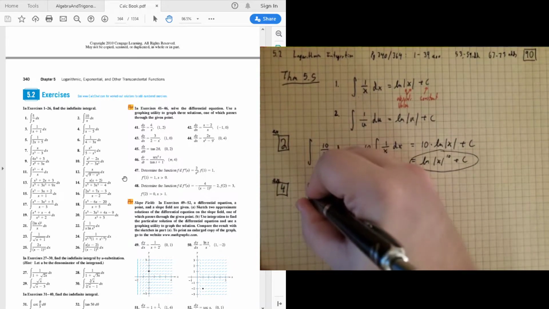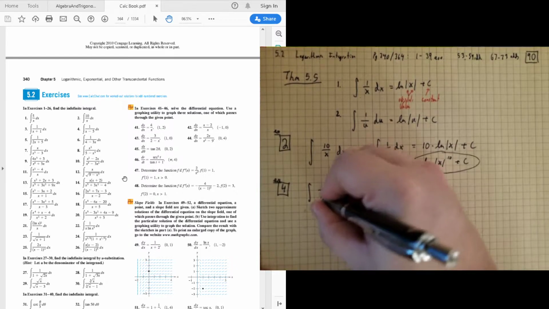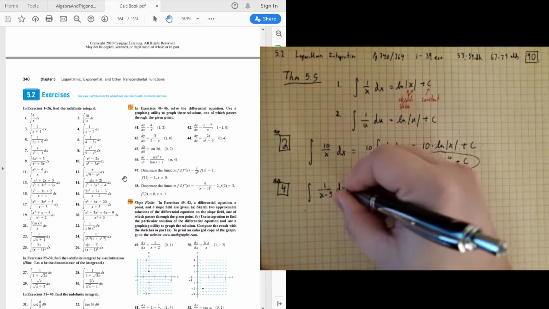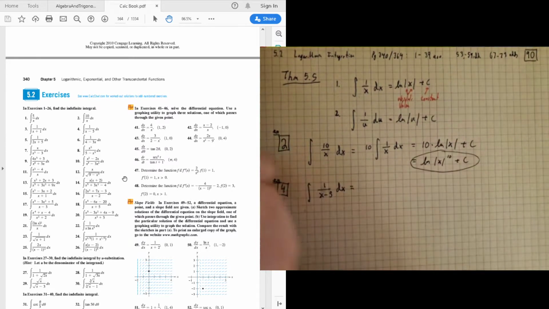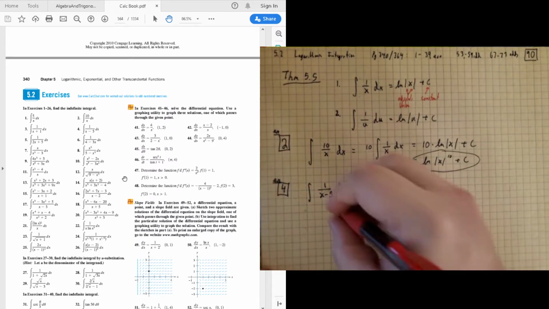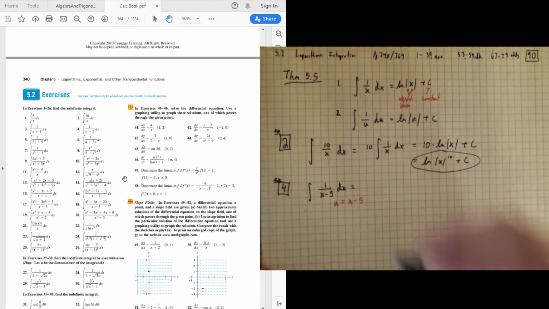It has the integral of 1 over x minus 5 dx. Okay, this time I'm going to use a u-substitution to solve this problem. The u I'm going to choose, u is equal to x minus 5.